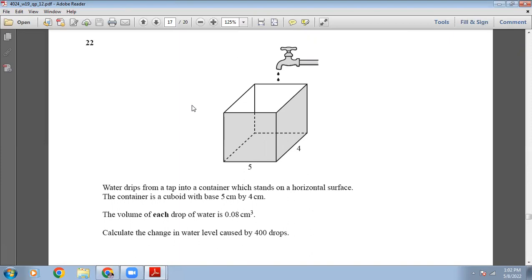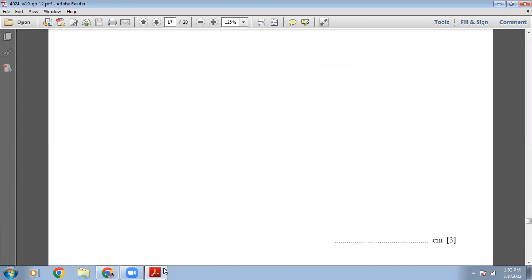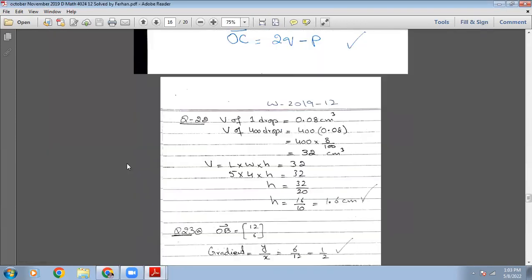The volume of the one drop is known, 0.08 centimeter cube. The volume of the 400 drops I can find out, 400 multiplied by 0.08. Once I know the volume of the 400 drops, and they will be accumulated in this box, its length and width is known. So I will find what is the height of this much volume of the water in this shape. It's very simple. So let me show you how this is done.